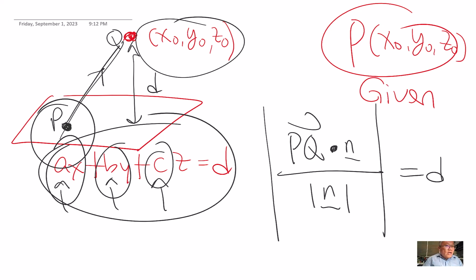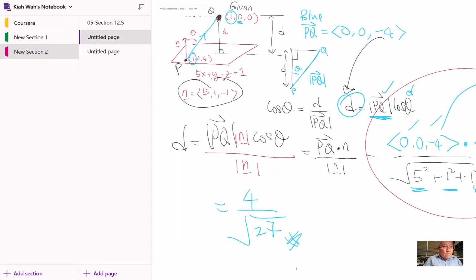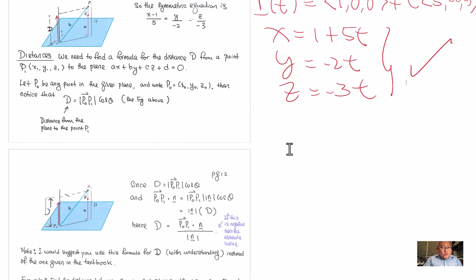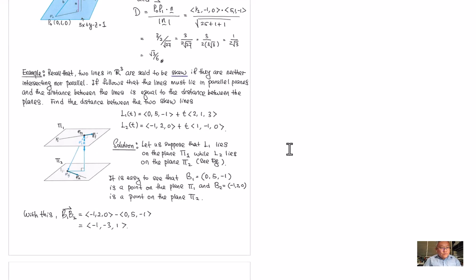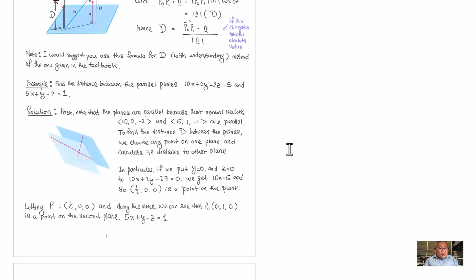All right, so that's one more example, and then we switch to another video. The other example is the last example for section 12.5. Well, not the last example, but anyway, let's just look at this particular problem here.